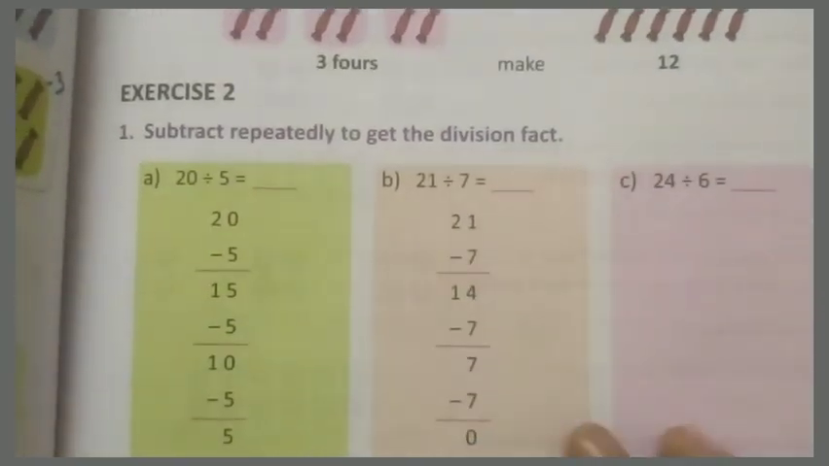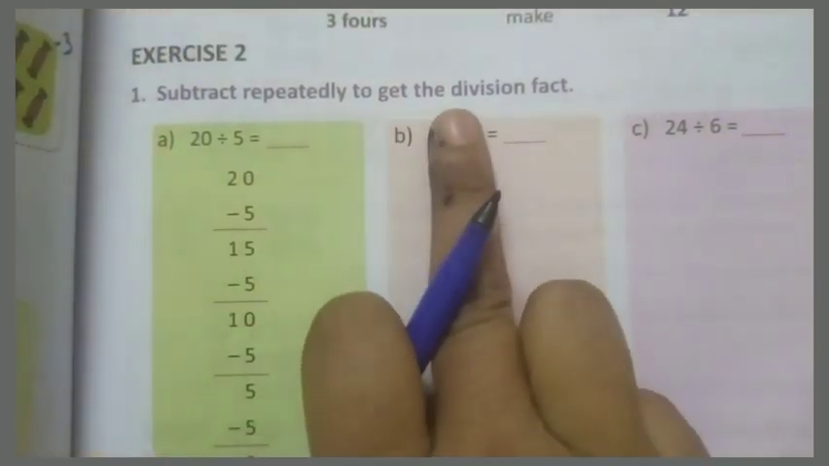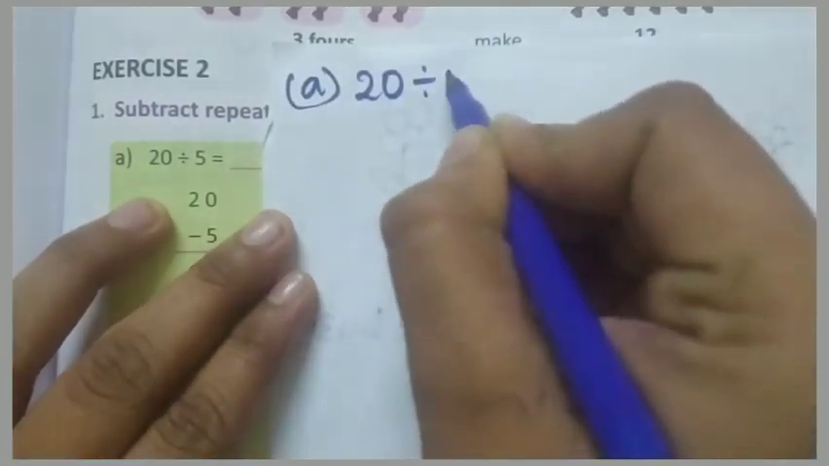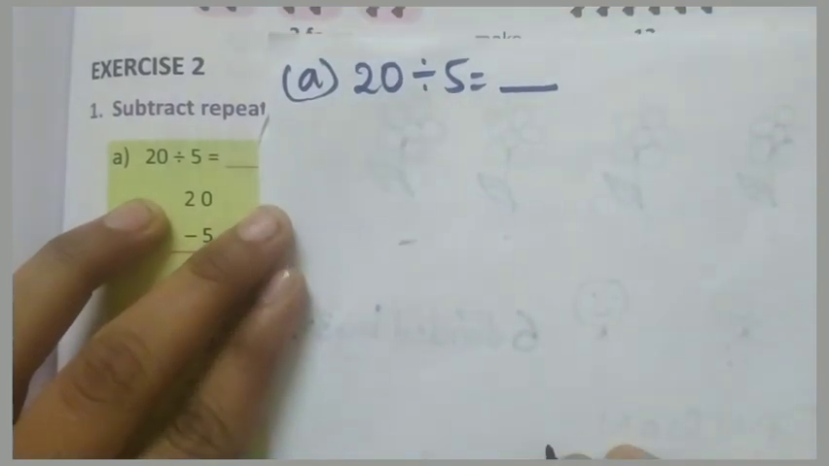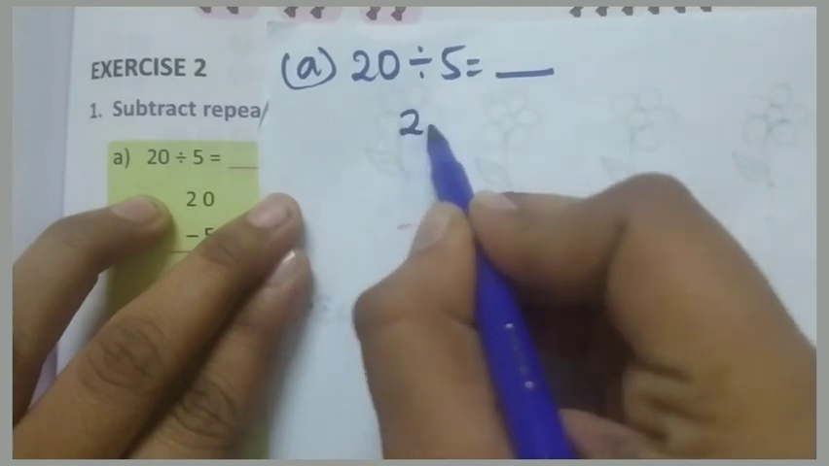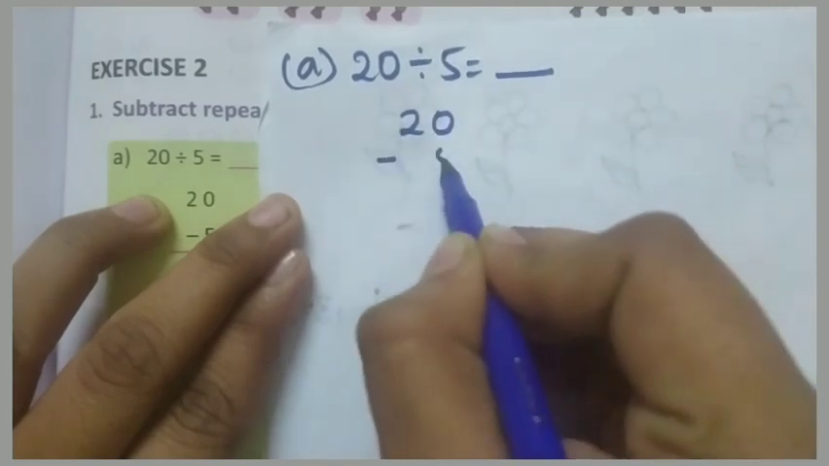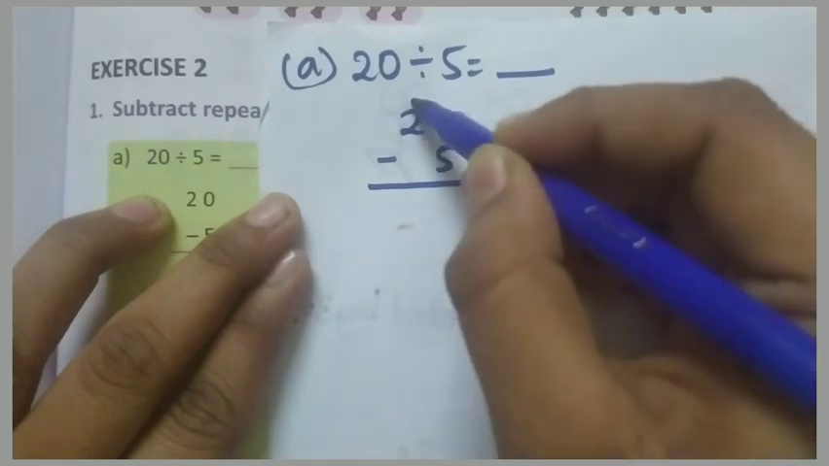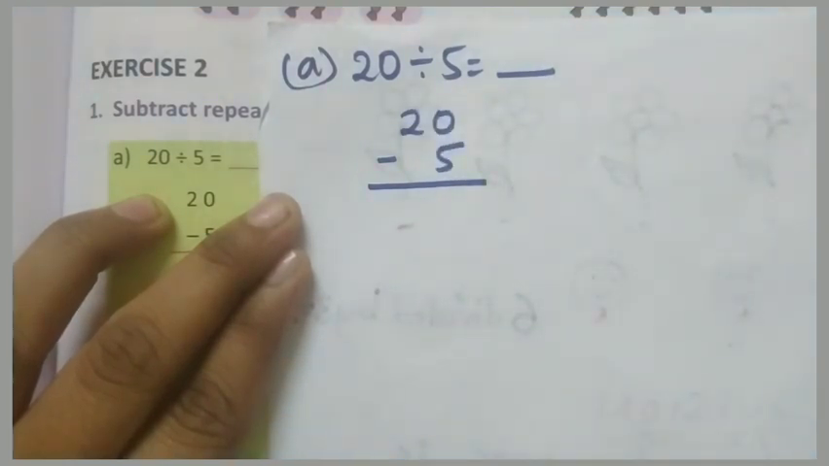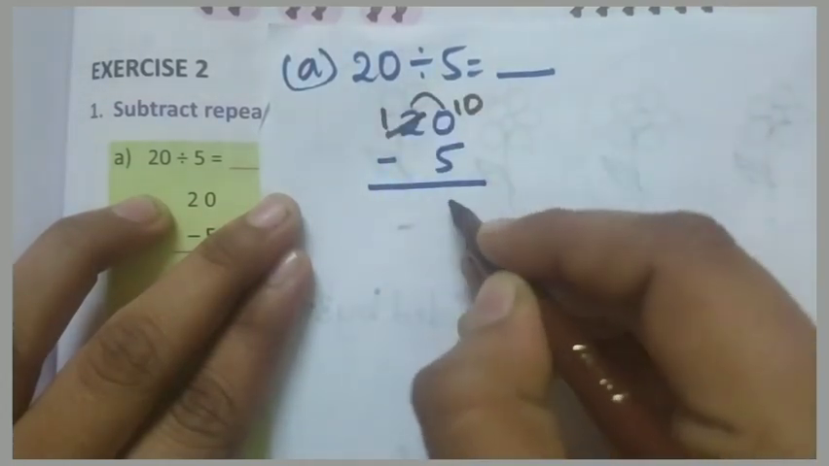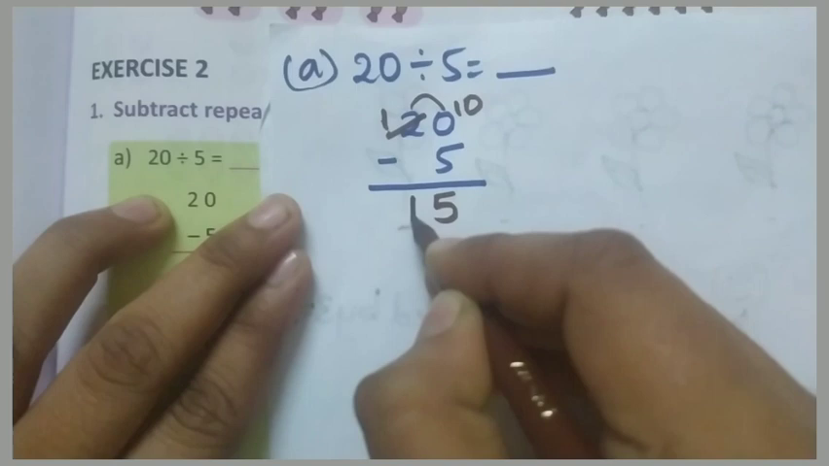Now I will explain this bit. Subtract repeatedly to get the division fact. Look at a question: 20 divided by 5. We have to do this division by repeated subtraction. Now 20 minus 5. From 0 we cannot subtract 5, so we'll borrow. Then it will be 10. This 2 will become 1. 10 minus 5 is 5, and this 1 will be written here.